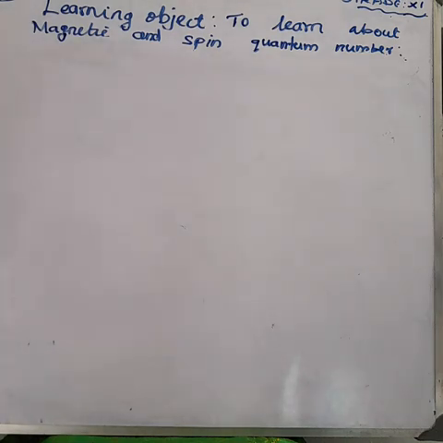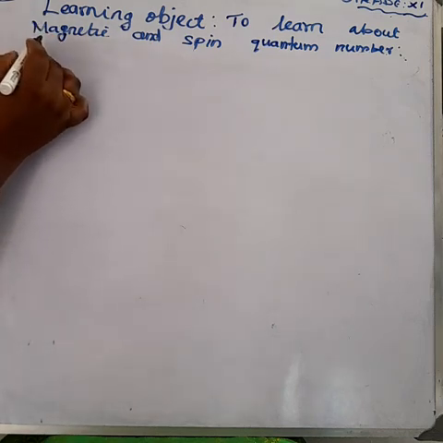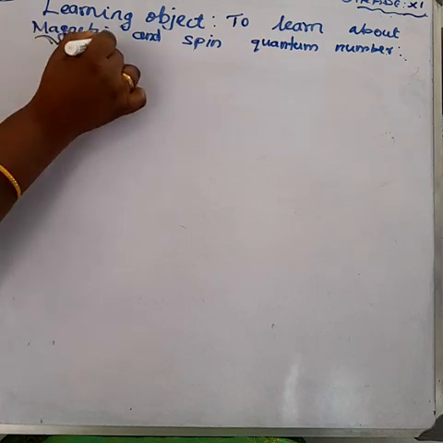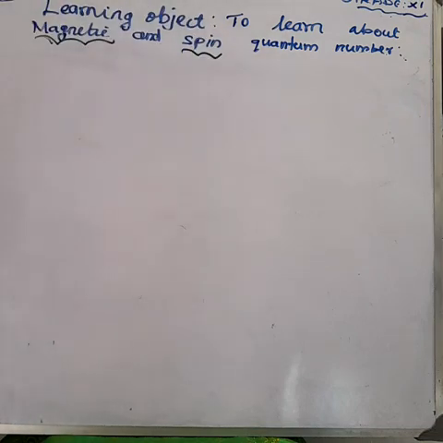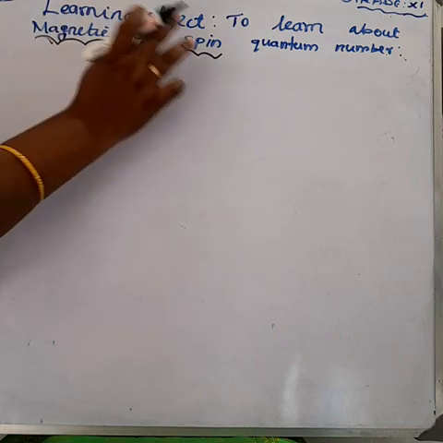Today we are going to study the remaining two quantum numbers. What are the remaining two quantum numbers? The magnetic quantum number and the spin quantum number.